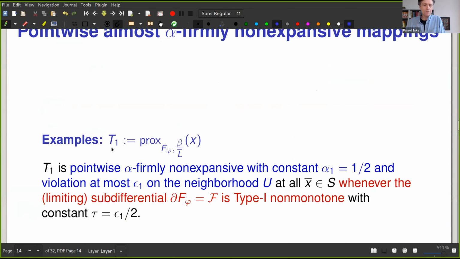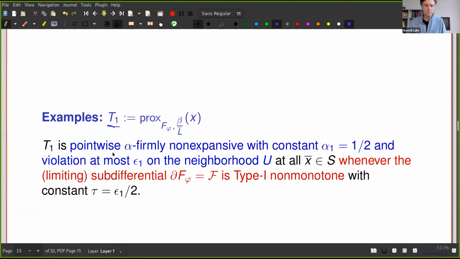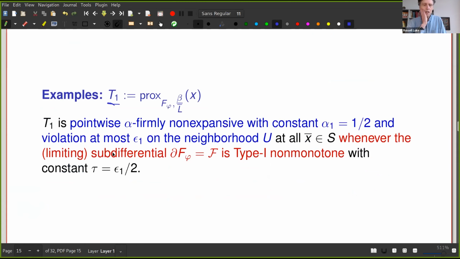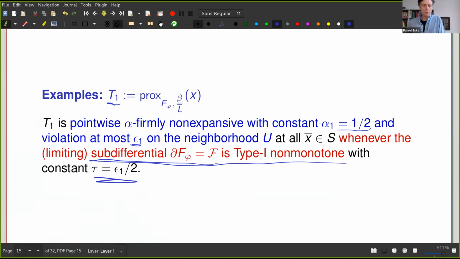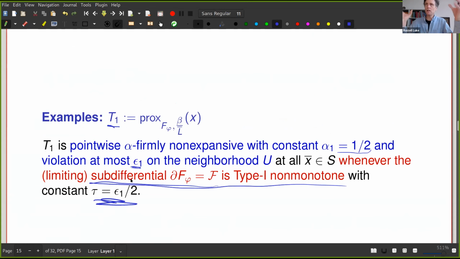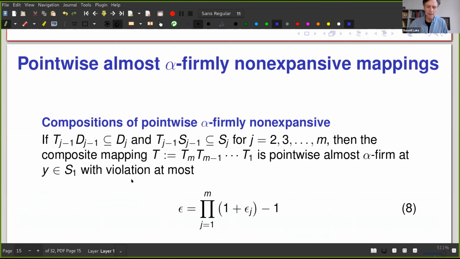Now let's look at the first, the outer mapping. This is fairly easy because this is pointwise alpha firmly non-expansive with constant 1/2 and violation at most epsilon 1 whenever this subdifferential of the f(phi) function is type 1 non-monotone, which I assumed, with constant epsilon 1 over 2. So now I've got almost alpha firm non-expansiveness of the individual pieces. Now I need a calculus that puts them together. And that's the last step here.